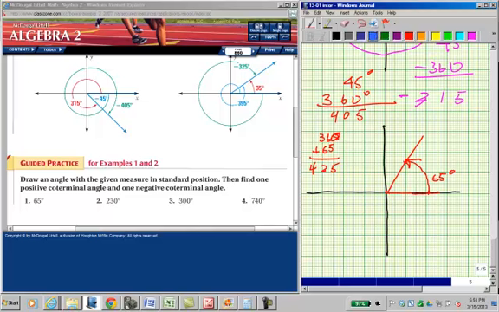Let's do blue. That's a positive angle, so we're going to start here: 90, 180, 270, 360, and then plus 65 degrees. Let me draw the line out here, and the terminal side. And there we got 425.